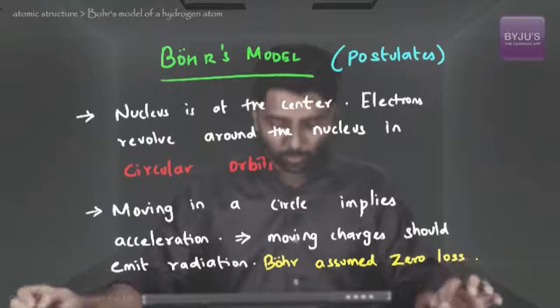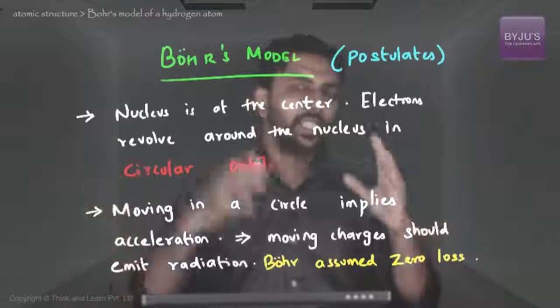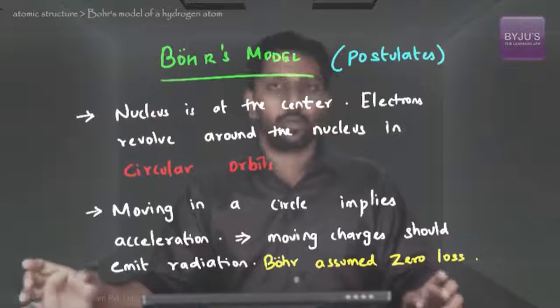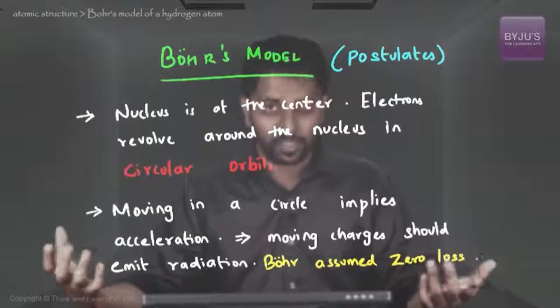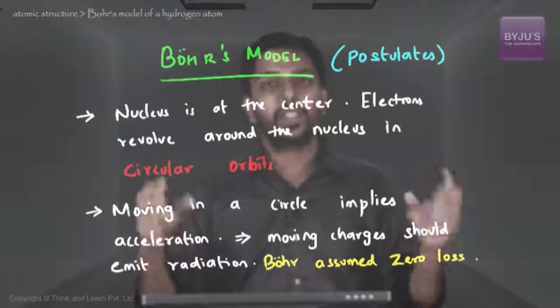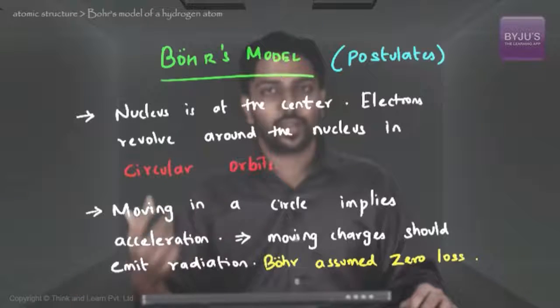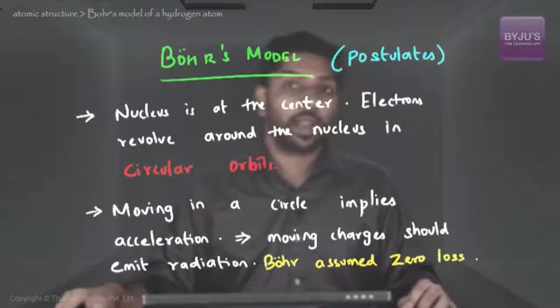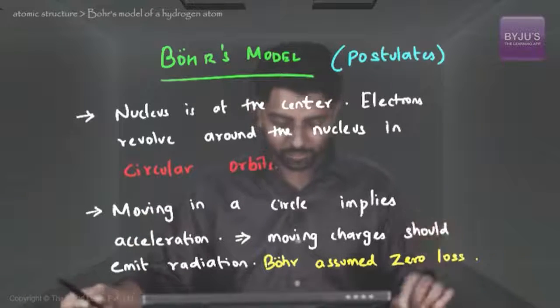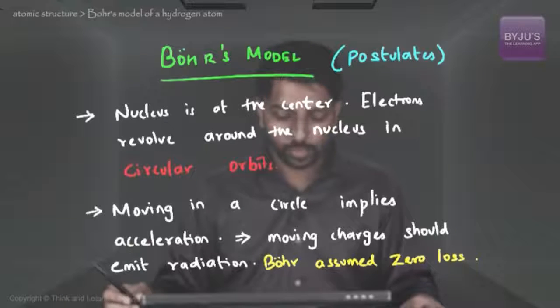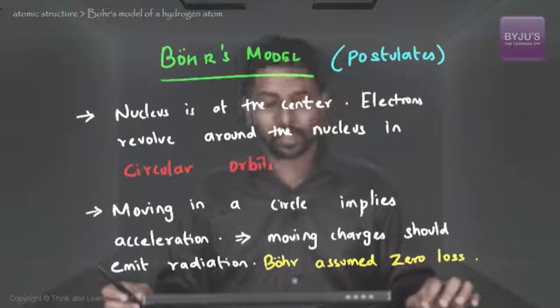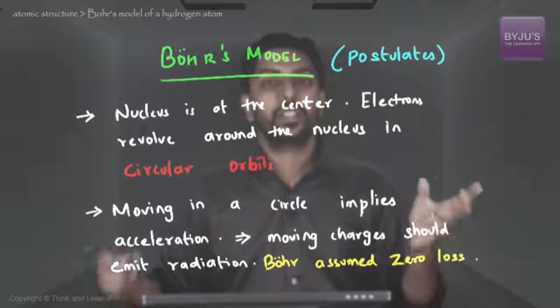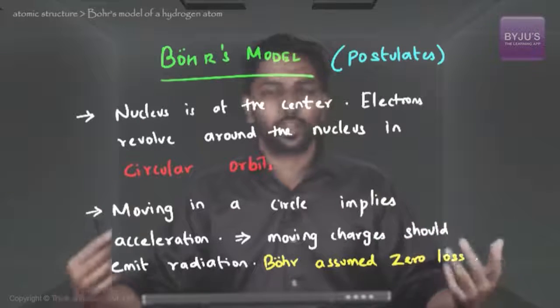But according to Bohr's postulate, he said that there are specific circular orbits, which he termed stationary states, in which if the electron is revolving around the nucleus, there won't be a decay or dissipation of energy. So Bohr assumed zero losses in these stationary states, which were a fancy word for circular orbits.